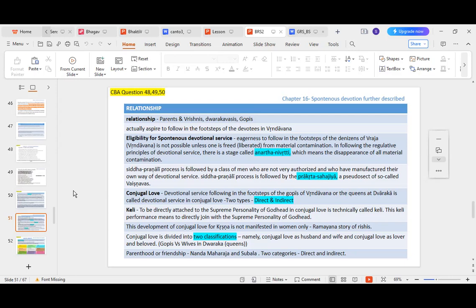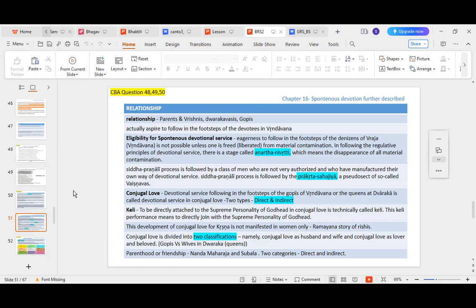So this 15, 16 chapter talks about these three categories. One is what is the eligibility of spontaneous love. Number two, cautious understanding of what is the Siddha Pranali or Sahajya mood. Third one is the conjugal love divided into direct and indirect. Under direct is Queens of Dwaraka, indirect is the Gopis. And again, the love is where you have the Vatsalya Prema and the Sakya Prema also. So everything is in love with Krishna. This is about 16th chapter.